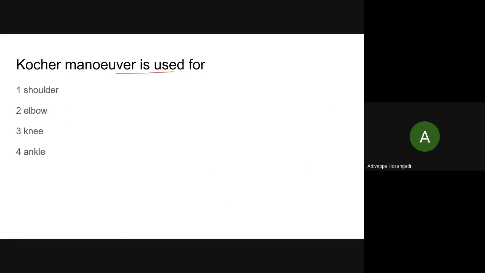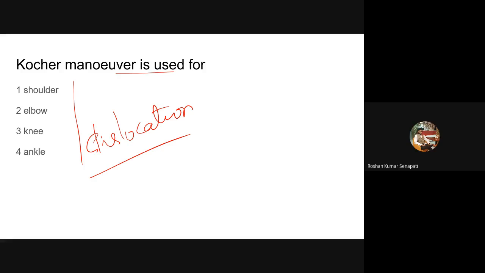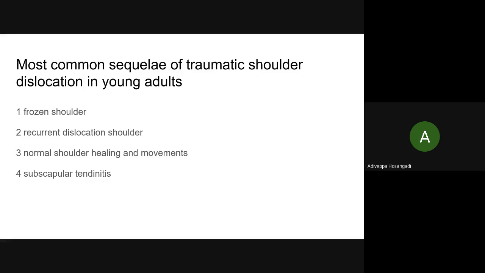Kocher maneuver is used for, quick. You will be knowing this. I will not touch much on that. Kocher maneuver is used for. These are all dislocation only. Kocher maneuver is used for anterior shoulder dislocation. Okay, sir. Okay.